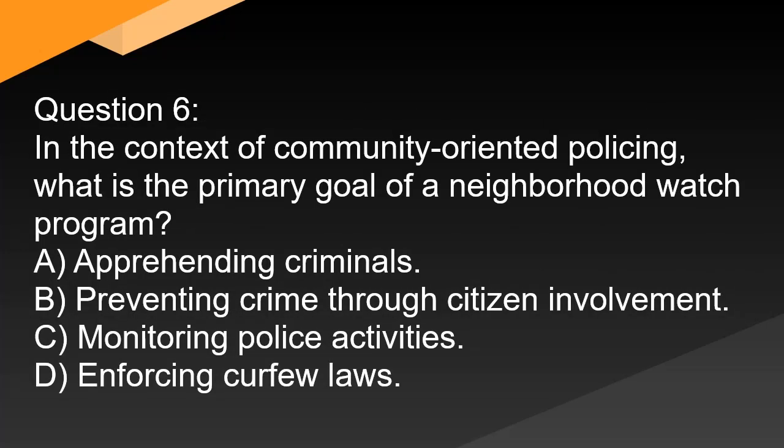Question 6. In the context of community-oriented policing, what is the primary goal of a neighborhood watch program? A. Apprehending criminals. B. Preventing crime through citizen involvement. C. Monitoring police activities. D. Enforcing curfew laws.